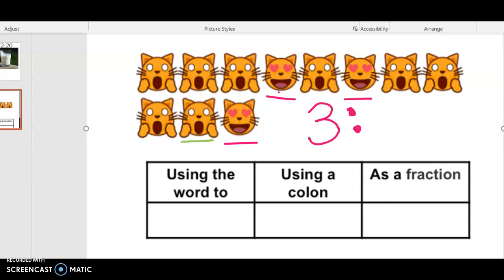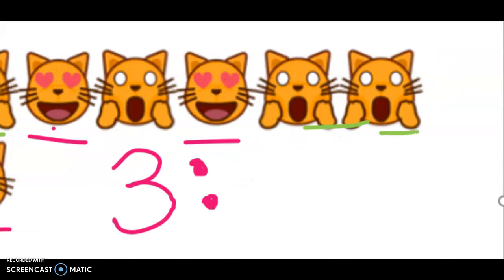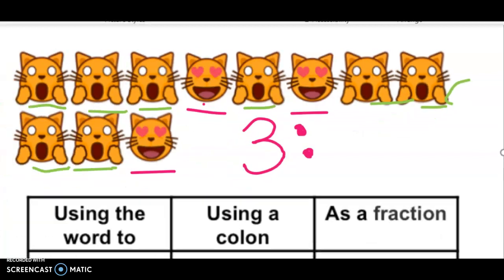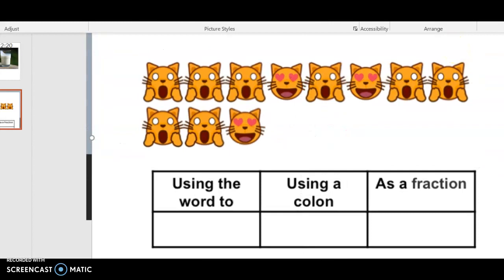So for scaredy cat, we have 1, 2, 3, 4, 5, 6, 7 and 8. All right, so for every 3 happy cats, I have 8 scaredy cats. 1, 2, 3, 4, 5, 6, 7, 8. Yes. Okay, so using the word to, you could also say 3 happy cats to every 8 scaredy cats.